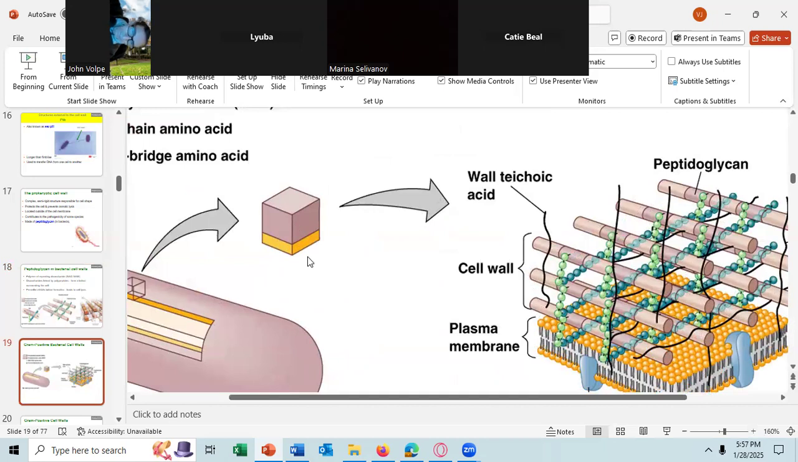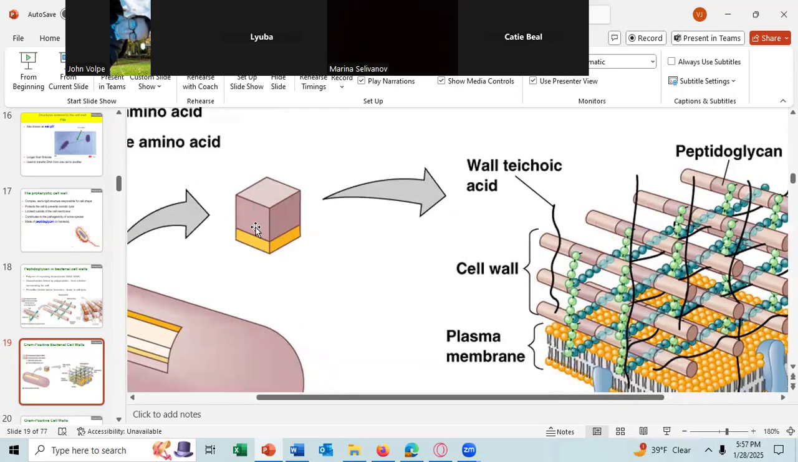Maybe I'm misinterpreting it, but I kind of see it. And it's layer upon layer. The gram-positive cell wall will have something like more than 20 layers of peptidoglycan, up to several hundred, maybe even several thousand layers.